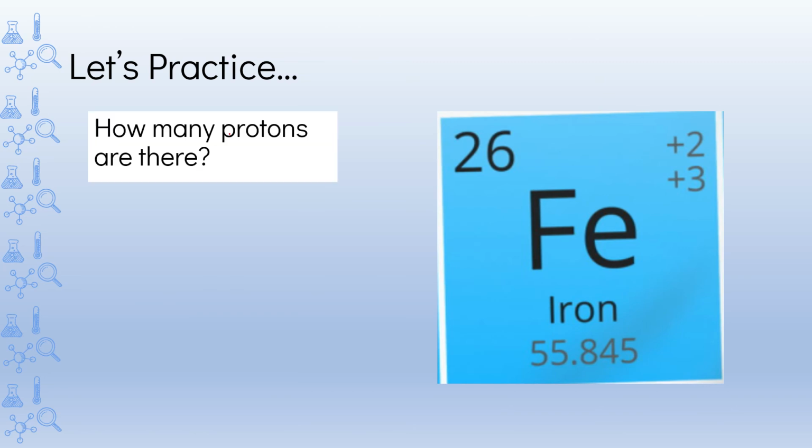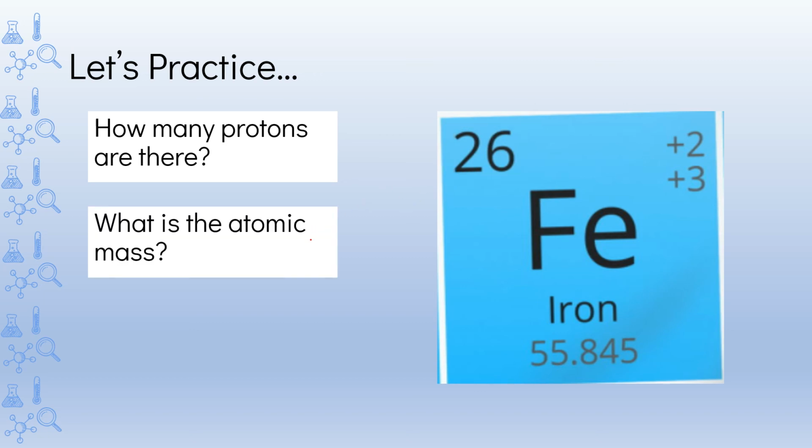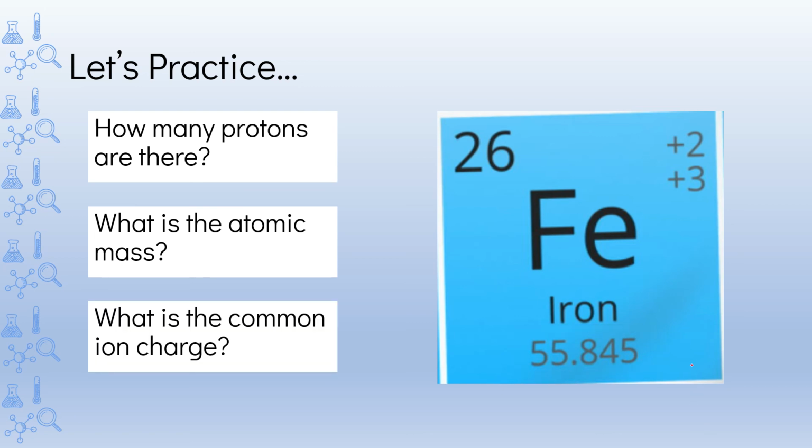Okay, let's practice this. So first question is, how many protons are in this element over here? I'm hoping you looked right here, and it's 26 protons. How about what is the atomic mass? Look at the numbers over here. What is the atomic mass? I'm hoping you saw this number down here, and you remember that's the protons plus the neutrons. And finally, what is the common ion charge?